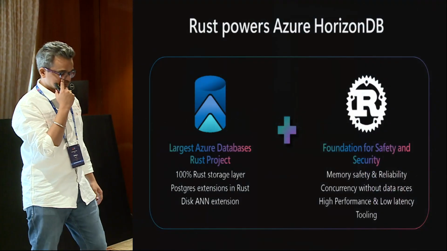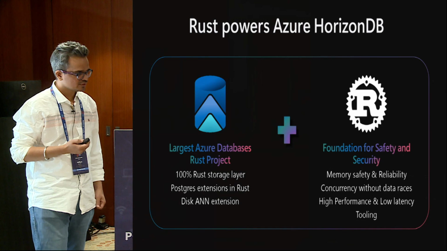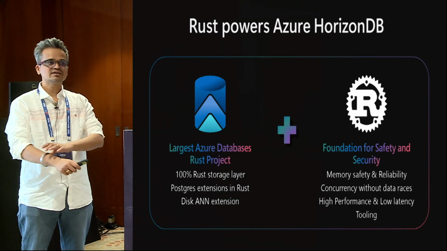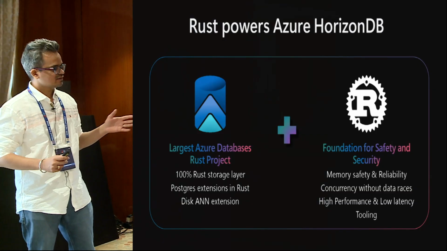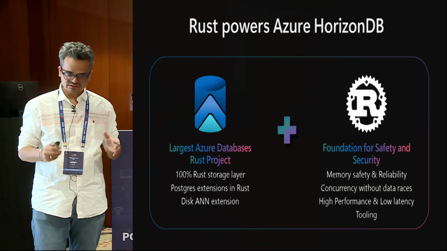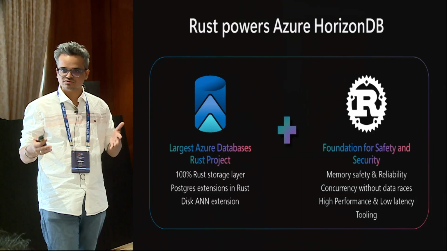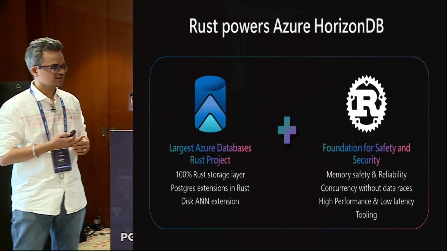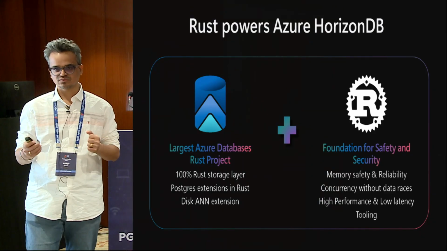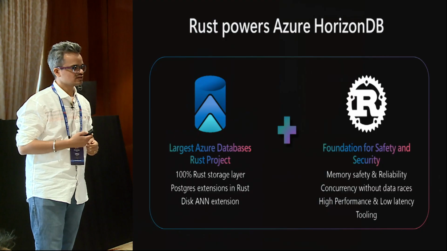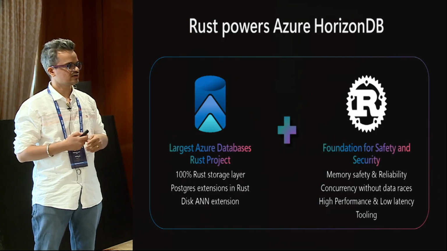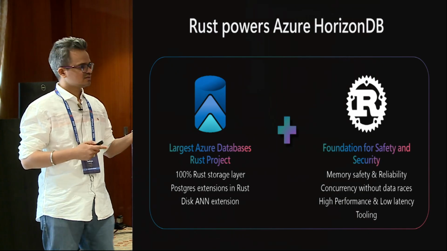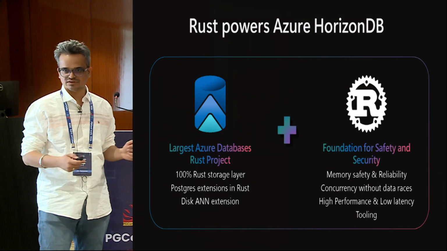Now let's understand Azure HorizonDB under the hood. This is a large database project which we have built completely on Rust, and the DiskANN extension, which is also within Azure HorizonDB, is also built completely on Rust. Why Rust? We all know it has memory safety, reliability and concurrency. So that is why we are using Rust, and we have created the storage layer in Rust, that is the WAL storage fleet and the page storage fleet, both are on Rust.